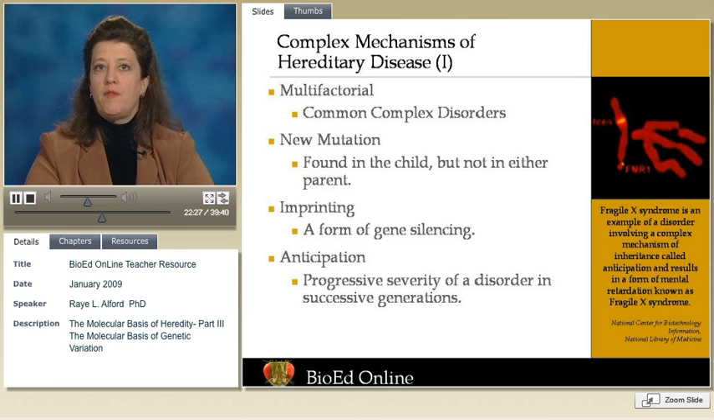For example, if a person carries a mutation in an imprinted gene, the disease will be expressed only if the mutation is inherited from the parent whose gene is expressed. Imagine a mutation in a gene that is imprinted in the maternal genome. If a mutation in this gene is inherited from one's mother, the disease will not occur because it is the father's gene that is expressed. However, if the mutation is inherited from one's father, the disease will be evident.